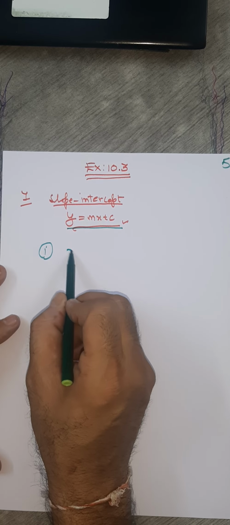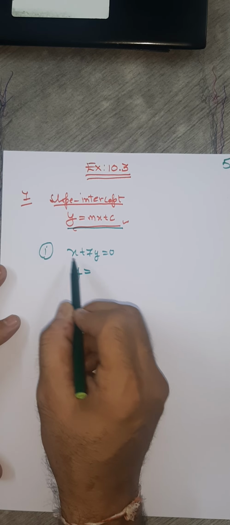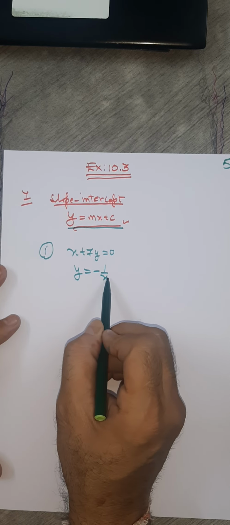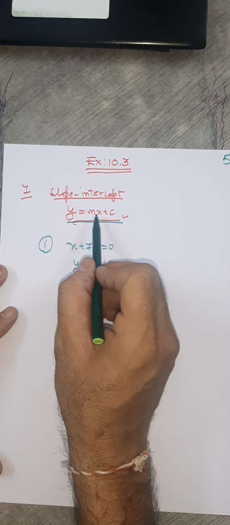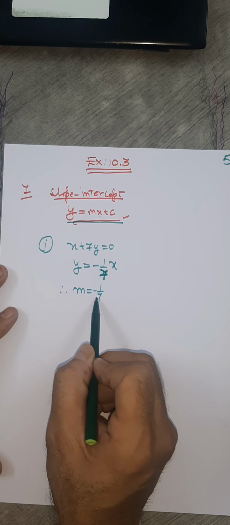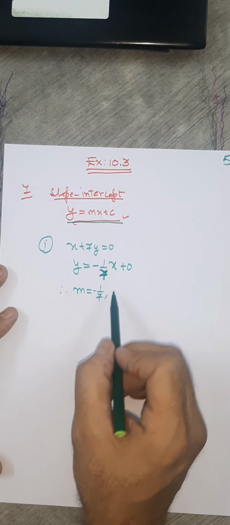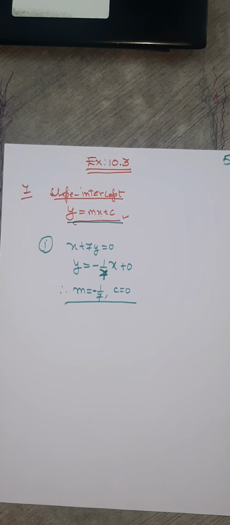So first one, x plus 7y equals to 0. Make the y the subject of the expression. So y equals minus 1 upon 7 into x. Compare with this. What's the coefficient of x here? Minus 1 by 7. And plus you can imagine 0 here. So c is 0. Slope is minus 1 by 7 and what is the y-intercept? It's 0, right? Find the slopes and y-intercept.